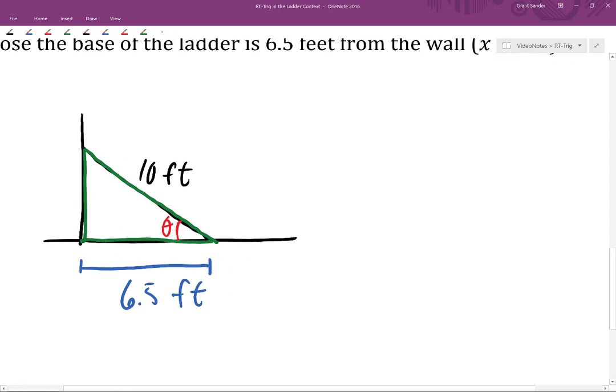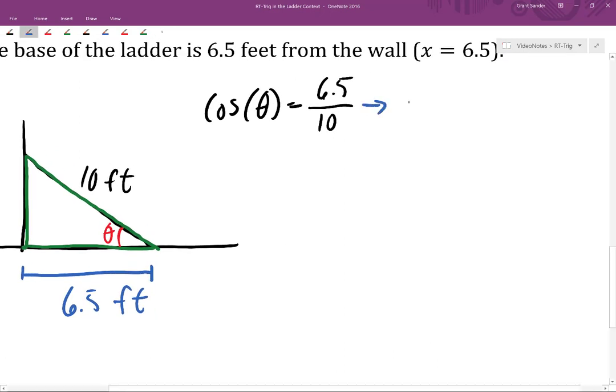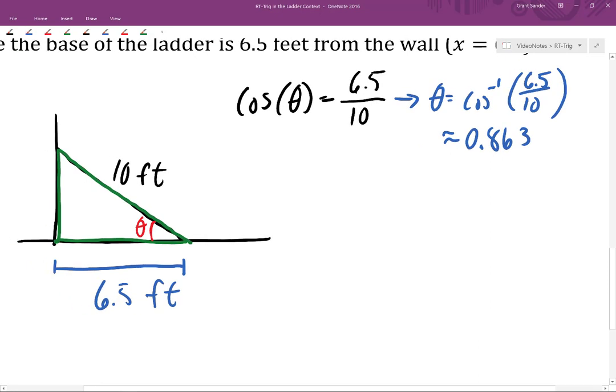What is the measure of that interior angle there? One of the things we know is cosine of theta is equal to the horizontal side, which is 6.5 feet long, over the hypotenuse, which is 10 feet long. Therefore, theta will be equal to inverse cosine of 6.5 divided by 10. This has a value of approximately 0.863. So this angle measure is approximately 0.863 radians.